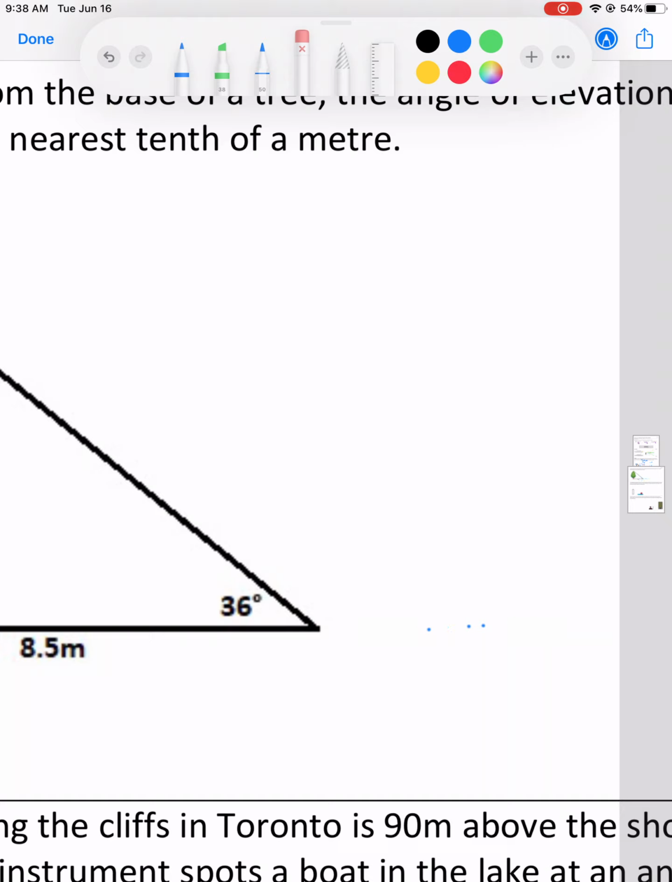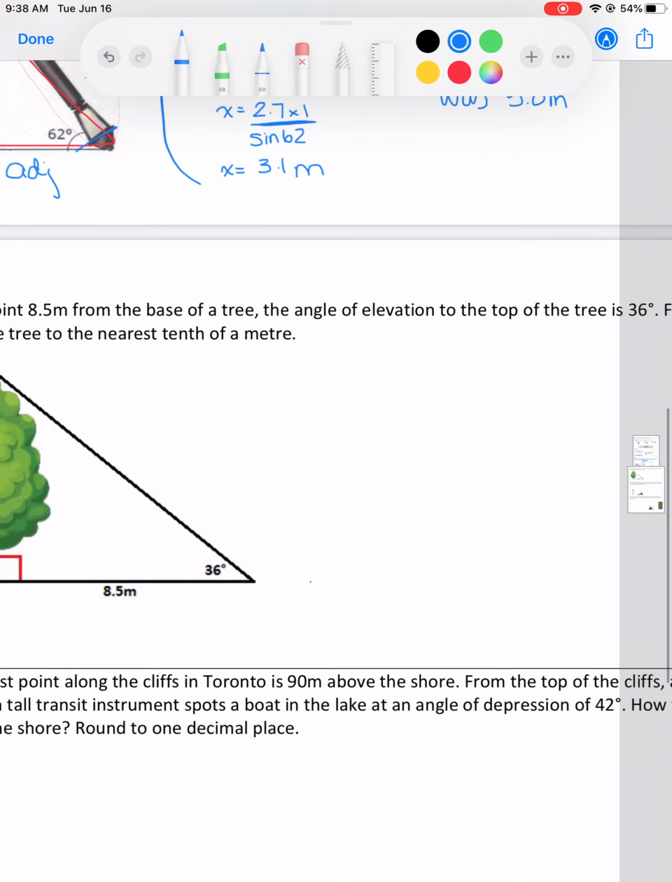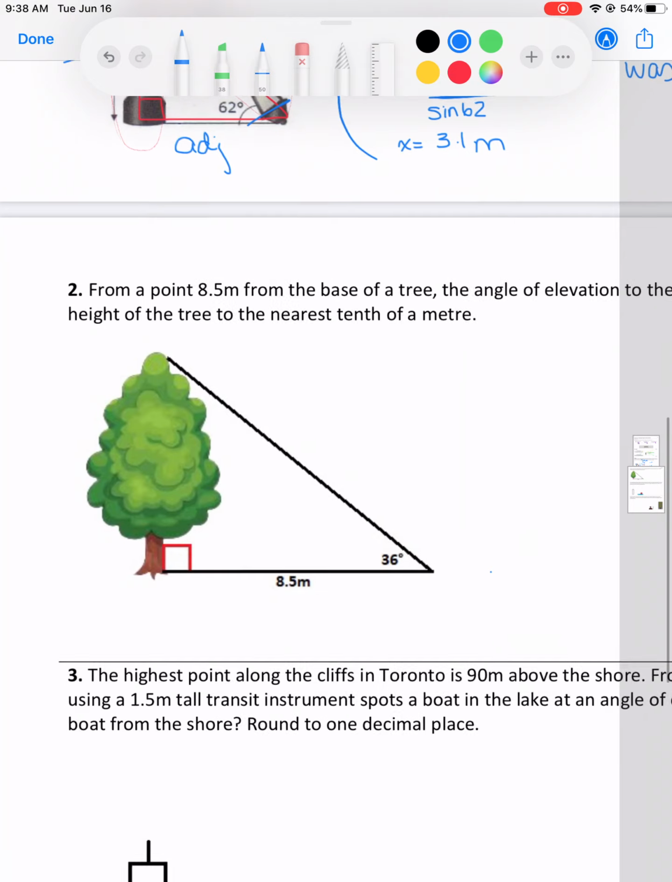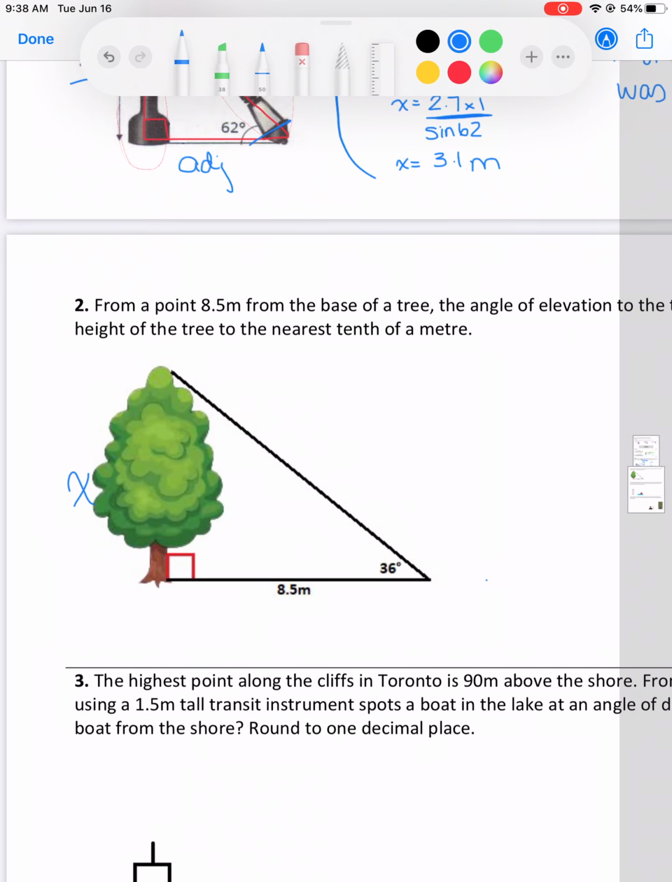Okay. So, the angle of elevation to the top of the tree is 36 degrees. Find the height of the tree to the nearest tenth of a meter. So, the elevation stuff, too, is a lot more important when it comes to you guys actually having to draw it. But, as I said, we're not doing that. So, let's take a look.